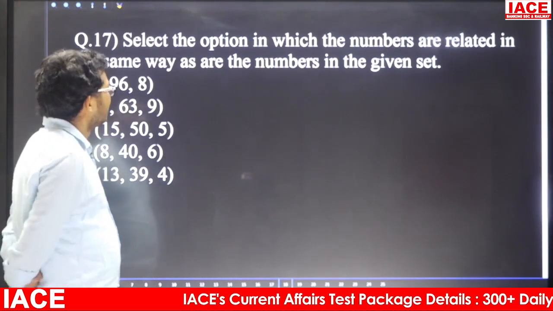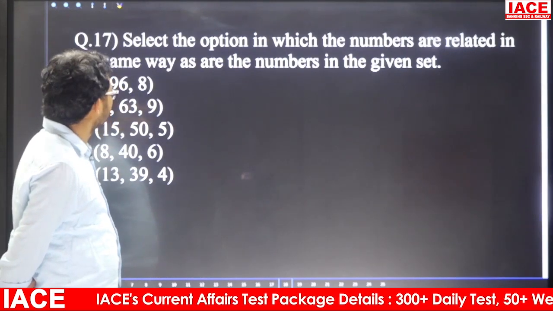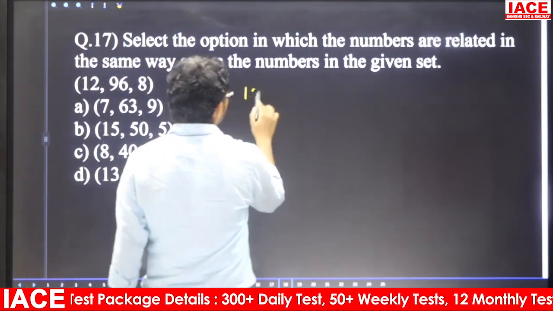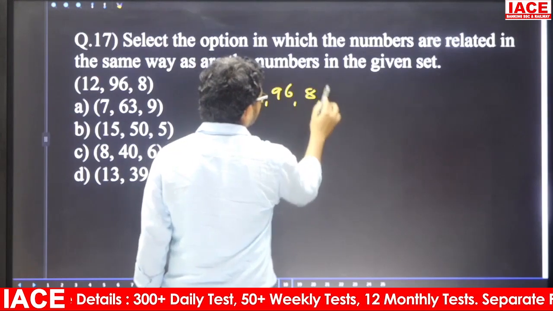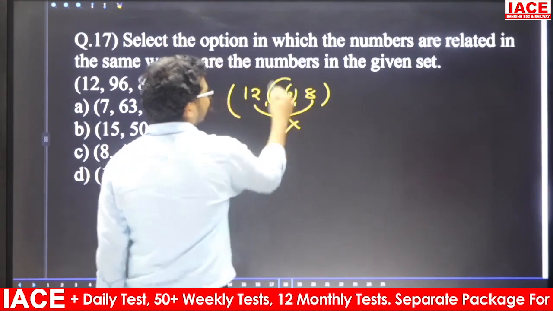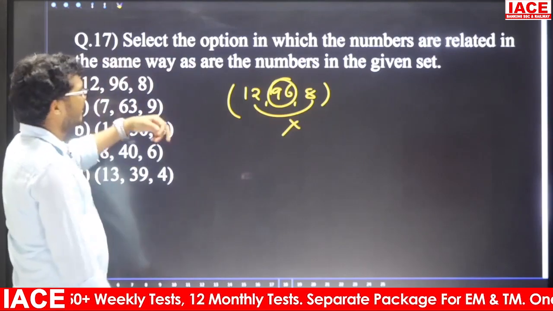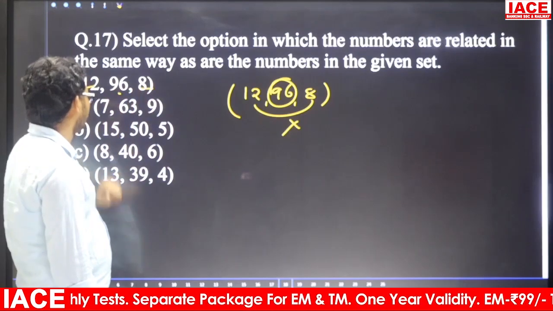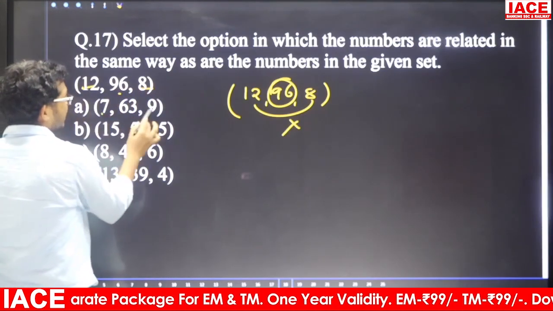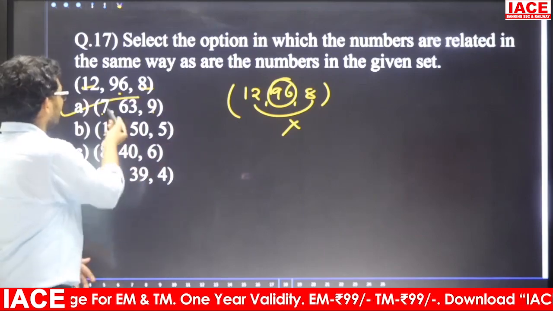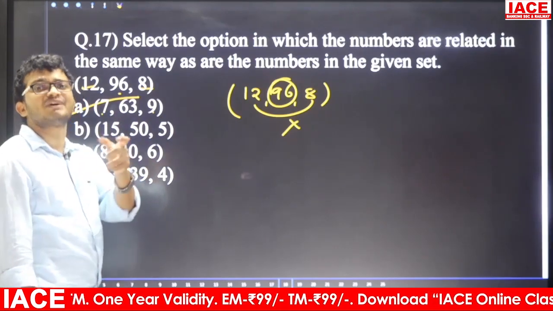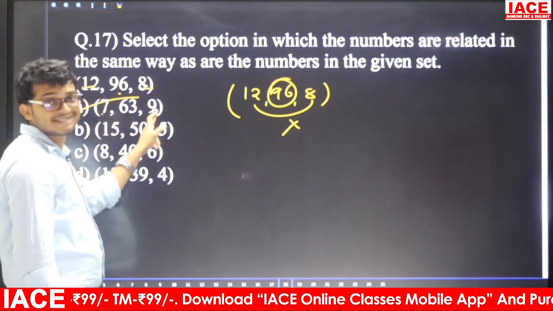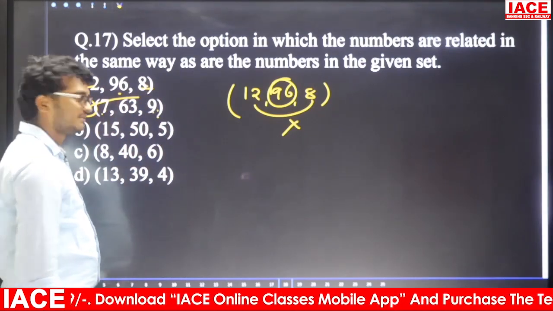Question number 17. Select the option in which the numbers are related in the same way as the numbers in the given set. So here the given is 12, 96, 8. Friends, 12 into 8 is what? 96. Which of the following has the same logic as the given one? That means multiplication of first number with last number equals the middle number. Suppose we take the first option, 7 into 9 is what? 63. Yes, the first option has the logic followed by the given set. So first number multiplied with last number. Option A has the same logic. So answer is Option A.